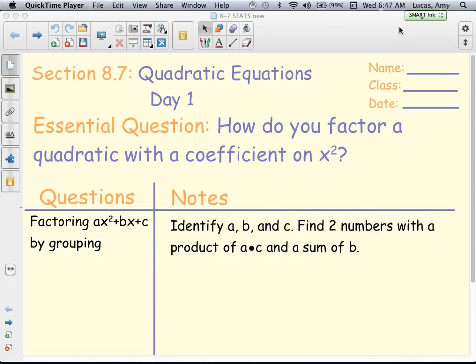So under questions you see factoring ax squared plus bx plus c by grouping. We worked with factoring by grouping before, but this is going to be a little bit different. So what we're going to do is identify a, b, and c. We're going to make sure that our quadratic is written in standard form, and then we're going to identify those three numbers. Then we are going to look for two numbers that have a product of a times c and a sum of b. We have 4 examples in our lesson today.